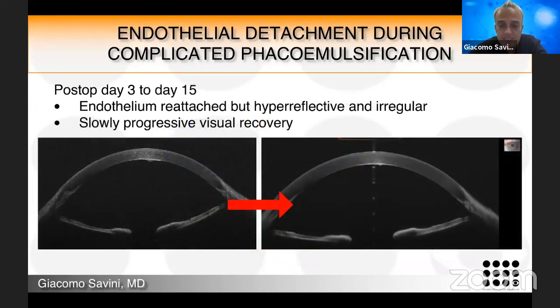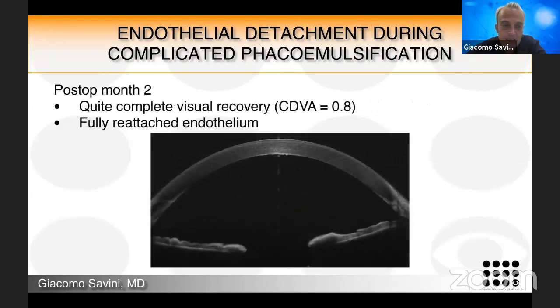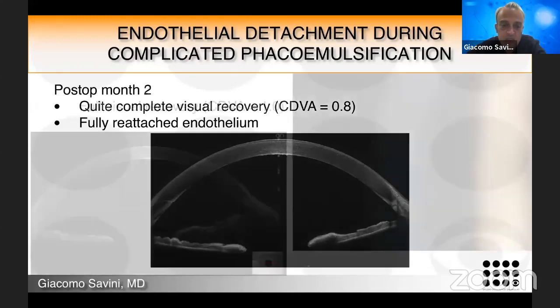And little by little, day after day, the endothelium reattached, although it remained hyperrefractive and irregular, and visual acuity little by little increased. But the great thing of anterior segment OCT by MS39 is that I was able to see the healing of the endothelium day by day. So that at postoperative month two, visual recovery was almost complete, and the endothelium was fully reattached.